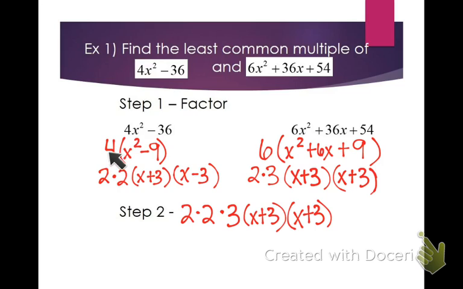How many times does it occur here? Once. So the greater would be the 2 times. And then an x minus 3. And then we would have to multiply all of that back together to get our least common multiple.